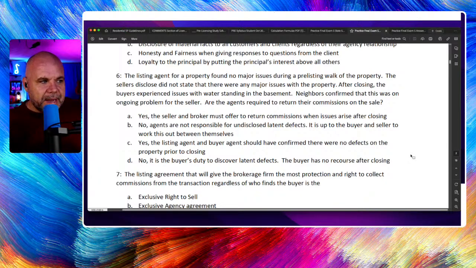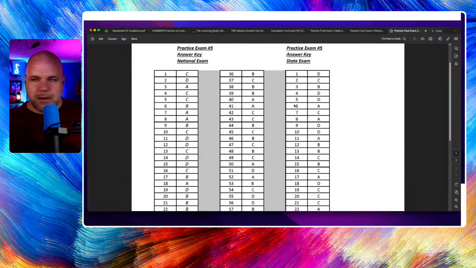So, no, agents are not responsible for undisclosed latent defects. It's up to the buyer and seller to work it out between themselves. Or, no, it's the buyer's duty to discover latent defects. The buyer has no recourse after closing, but you can always sue somebody. The buyer could certainly sue somebody, but not the agent. They would not likely come after the agent. The answer is B. Number 6 is B, that was on the national section.